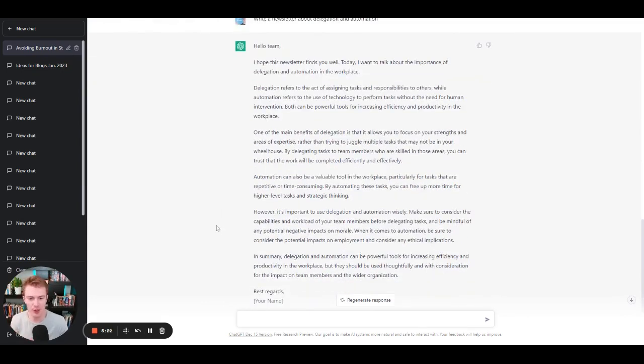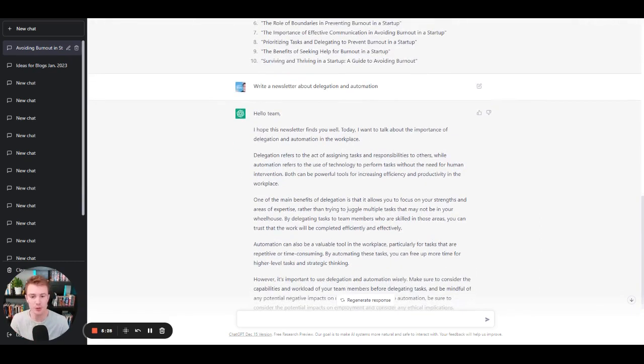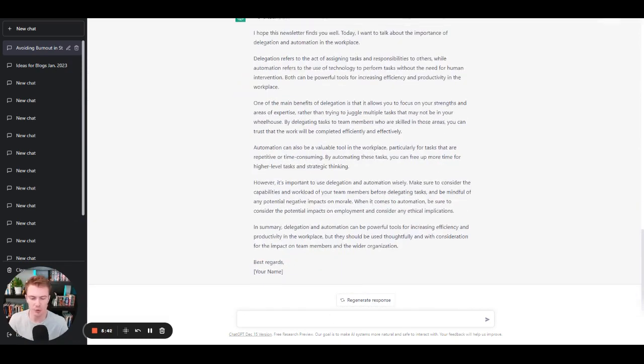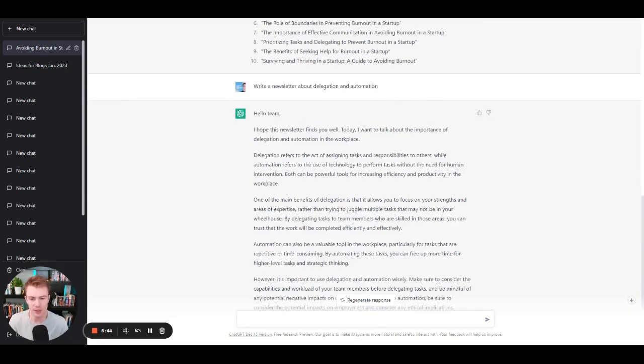Again, I wouldn't send this right away, but I would put in my own personal experiences. I would structure it maybe a little bit differently, put in 3 points, which you could probably also tell ChatGPT to do for you. Just come up with 3 of your top tips when it comes to delegation and automation.